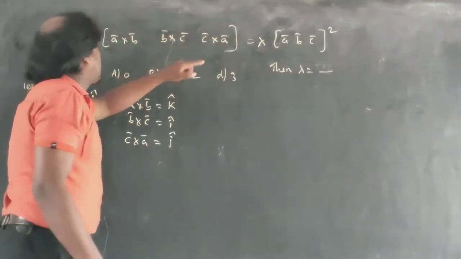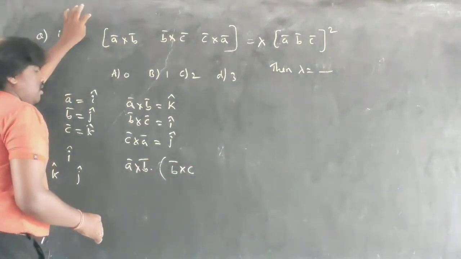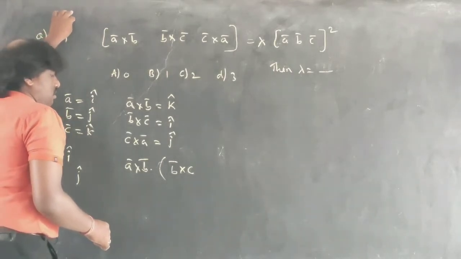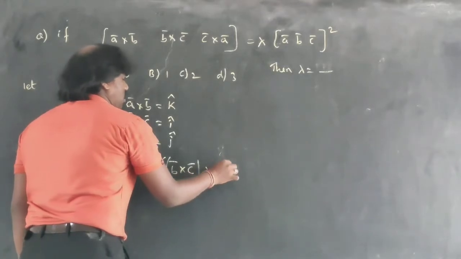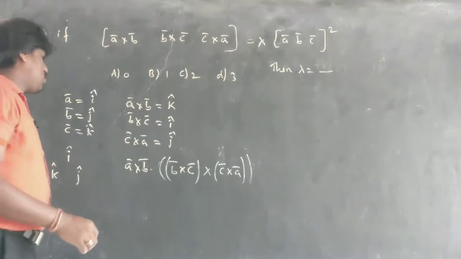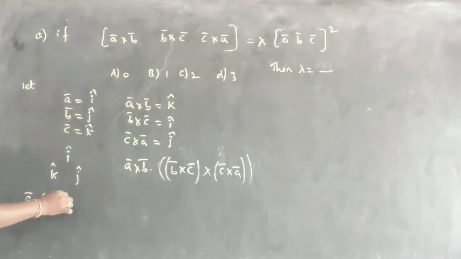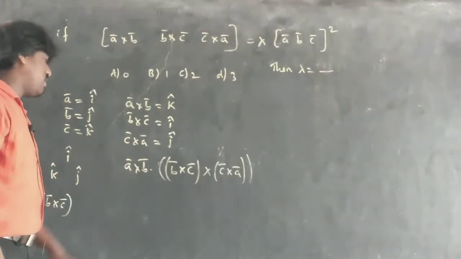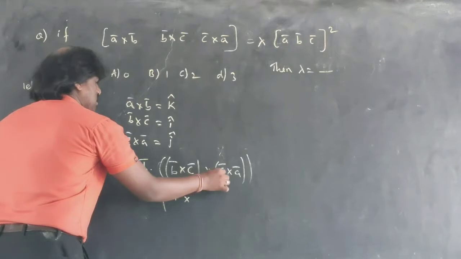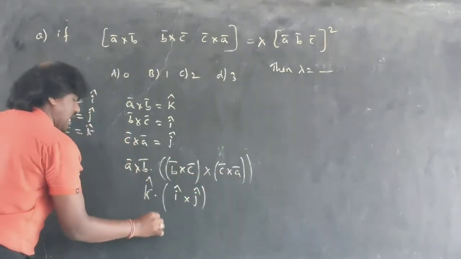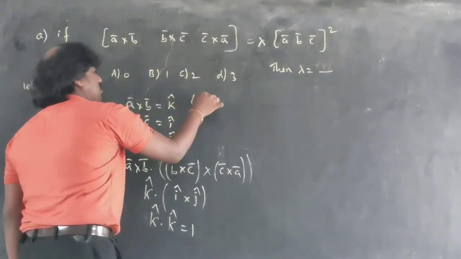So this can be written as A cross B dot B cross C, cross C cross A. We can write this as box ABC, A vector dot B cross C. Here A vector dot B cross C is nothing but box ABC. So you can write A cross B, which is k cap. B cross C is i cap. C cross A is j cap. And k cap dot i cross j will be k cap. k dot k will be 1. So LHS part I got 1.